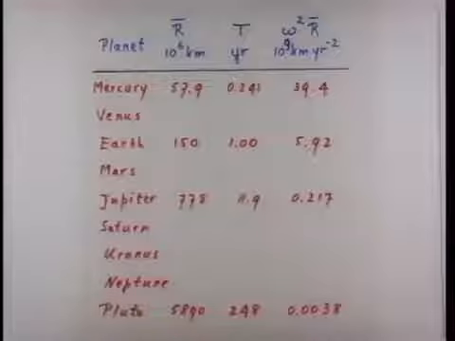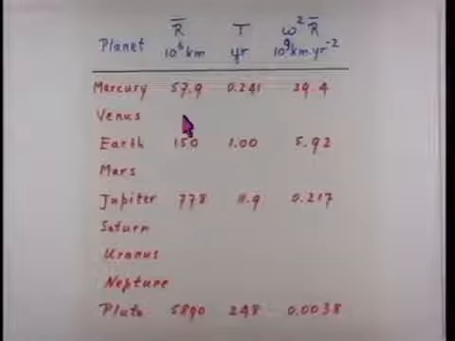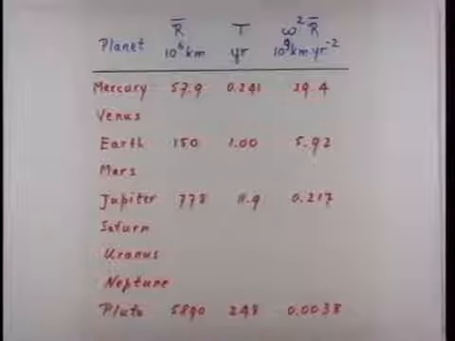So I look up the mean distance to these various planets, and you see that here in millions of kilometers. Notice that Mercury is about 100 times closer than Pluto. By the way, this is on the web, so don't copy this. You will find this on the 801 homepage. Then I looked up how many years it takes to go around the sun, 12 years for Jupiter, 1 year for the Earth, and I looked up all the other values.